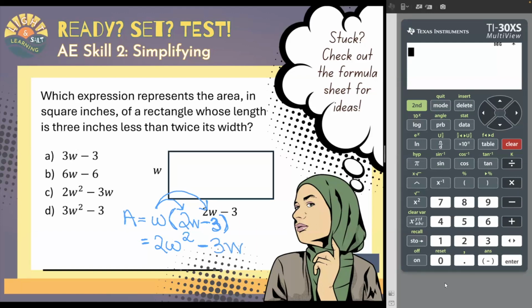I can't do any more. I mean, that's as simple as that's going to get without somebody telling me the width, the W. This is as good as I can get. It's 2W squared minus 3W square inches. And if, goodness, somebody eventually tells me the W, I'll do more work. But for now, in the face of this mystery, this is all I can do. Correct answer is C.